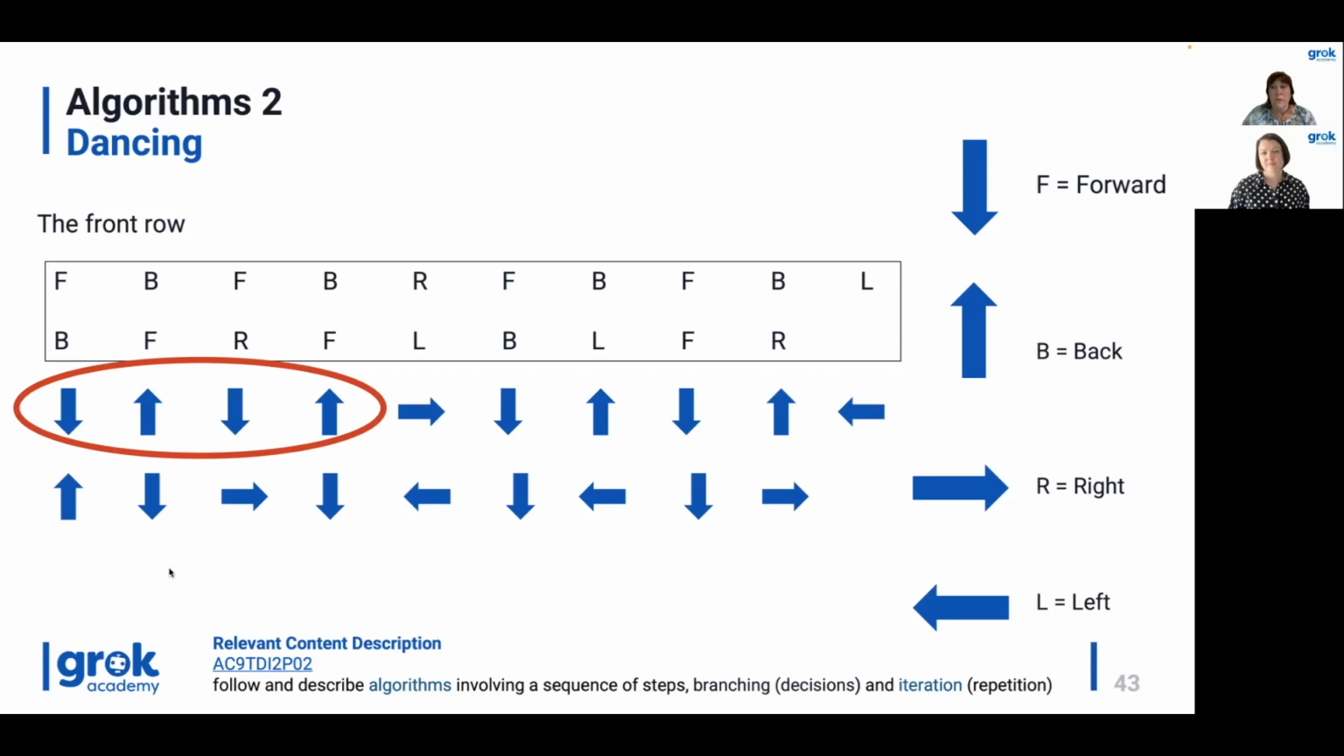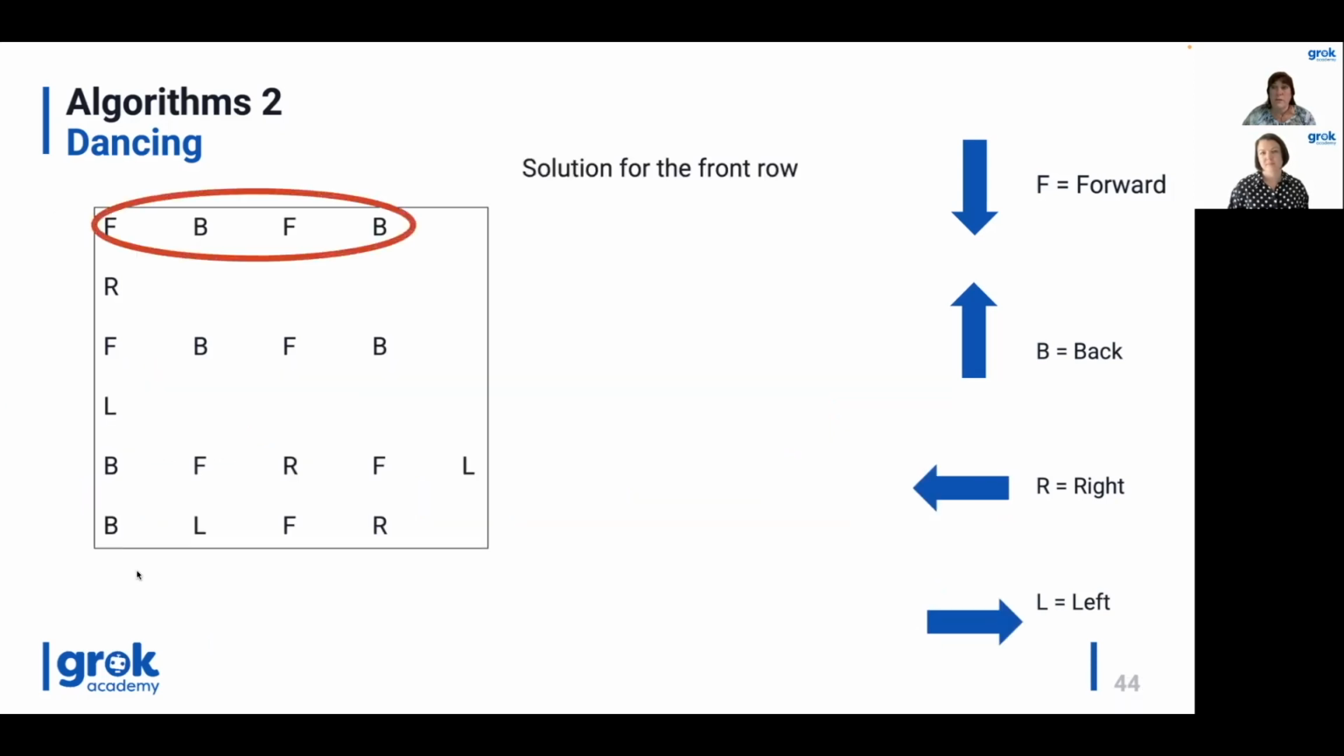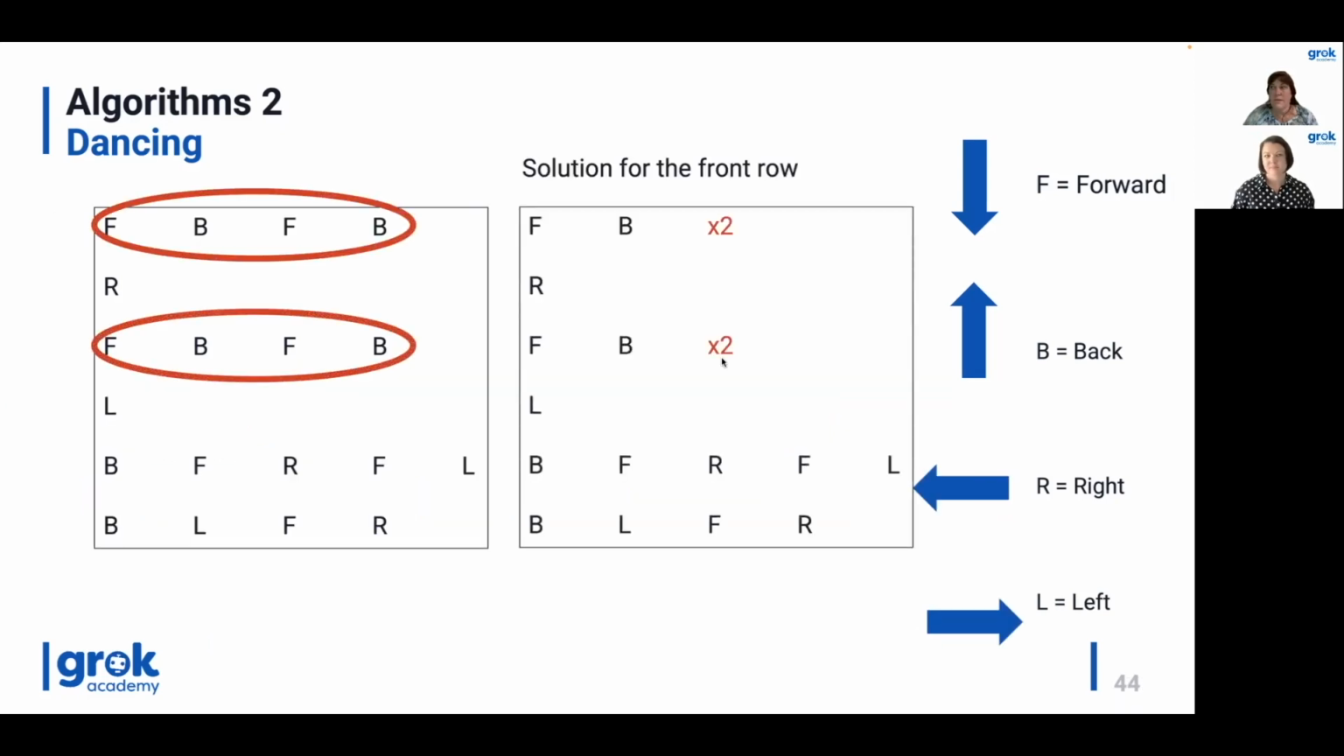This is the repeat that you were looking for. So in the front row, there were only 2 repeats. This is the choreographed steps with the repeats. And this is what it looks like if you replace the repeat with the ×2.